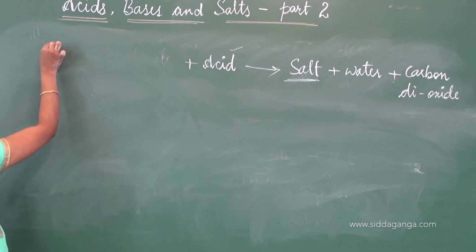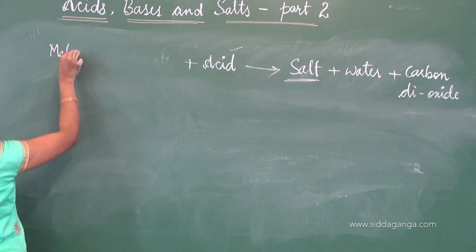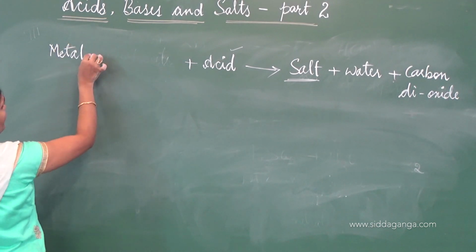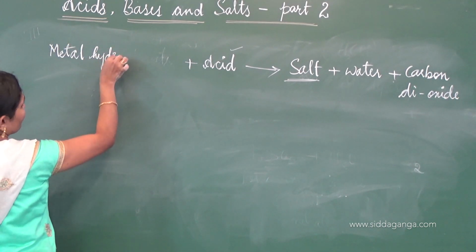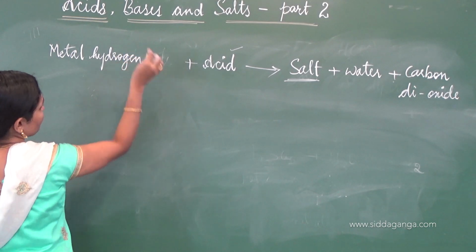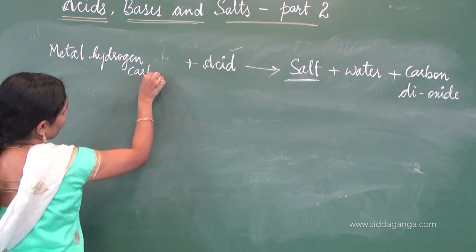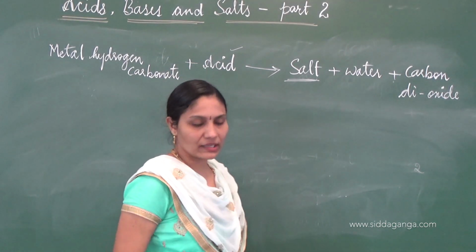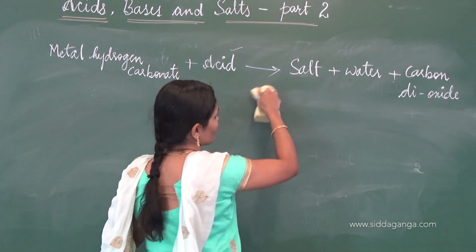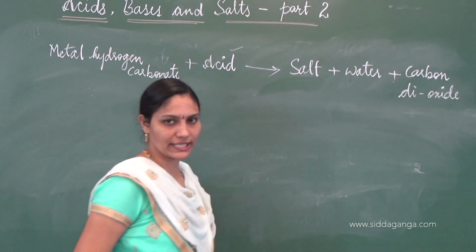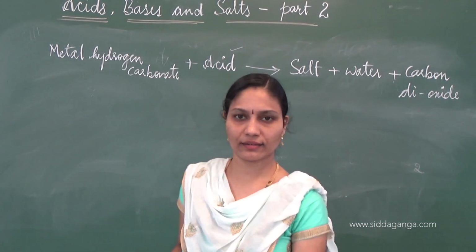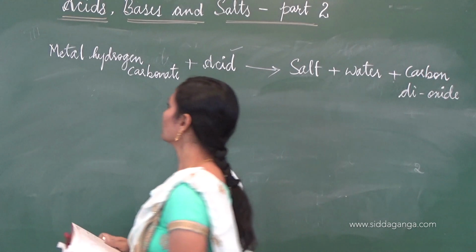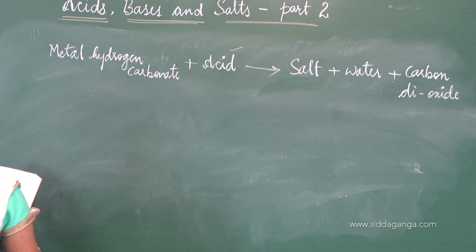Now, metal bicarbonates or metal hydrogen carbonates. A metal hydrogen carbonate, upon reacting with acid, gives rise to salt, water and carbon dioxide. We'll write the equations to understand better.